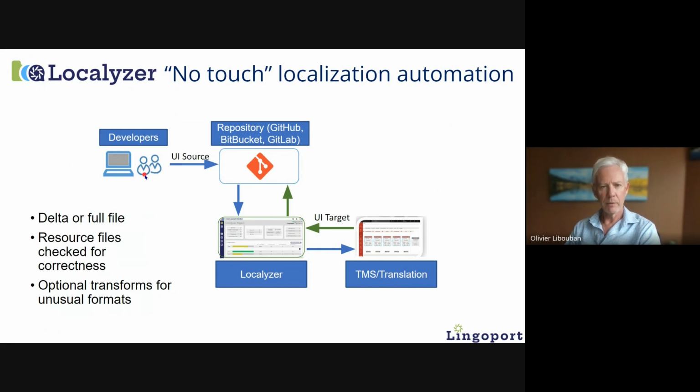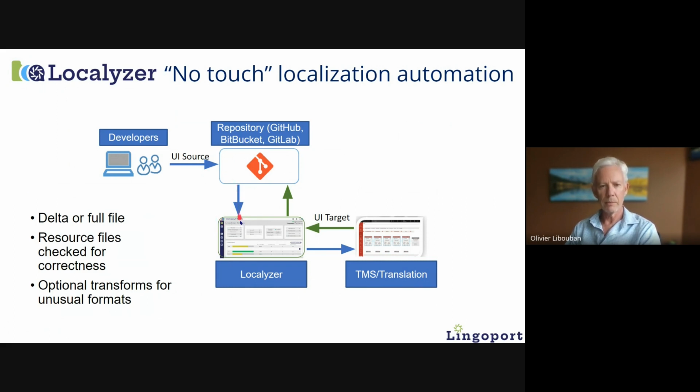So that is what developers do. They create the English files, for example, the source files, and they push them back together with the rest of the code into a repository. Very standard repositories are GitHub, Bitbucket, GitLab. Those are repository types. What does Localyzer do?